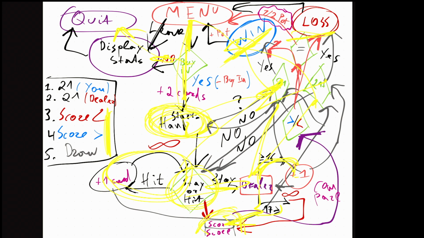And then when the dealer, as I said, has 17 or more, that's the score of his hand. His score gets saved, then it gets compared to yours. If your scores are equal, then you get one half of the pot, and then you start again. If your score is bigger, then you win, you get the full pot. If your score is less, you lose, you get nothing, start again, same thing.